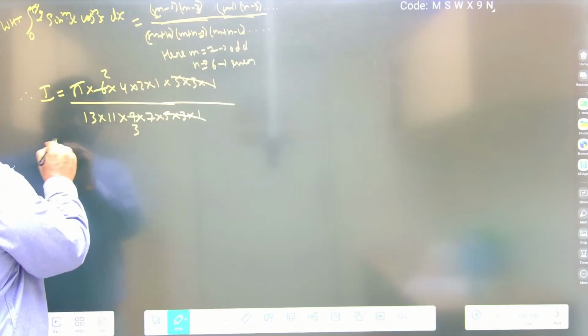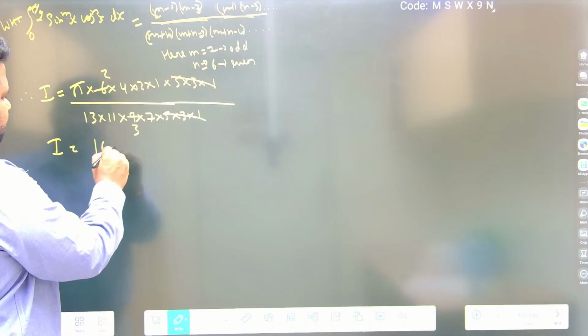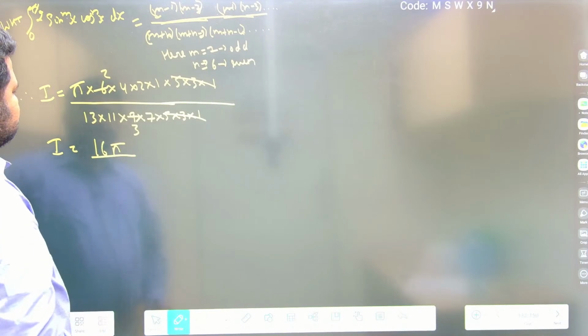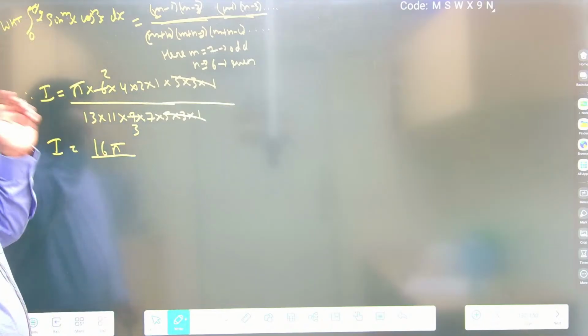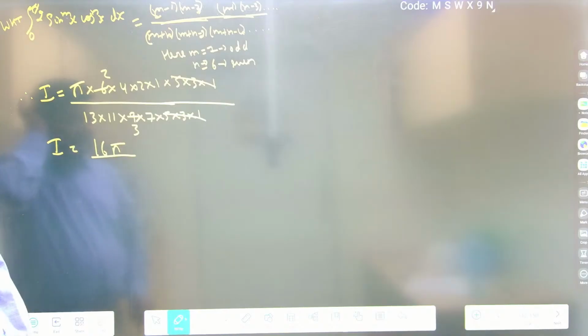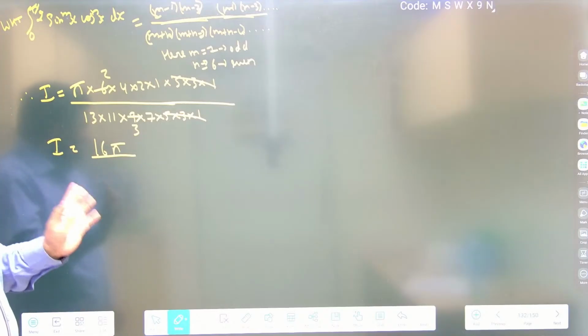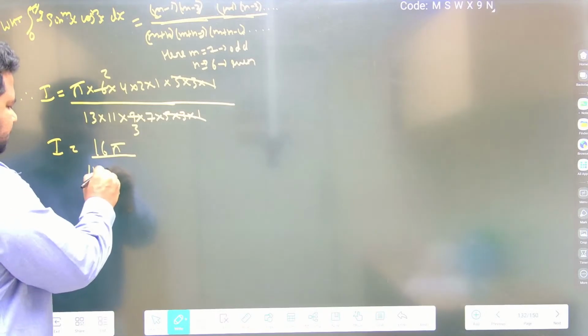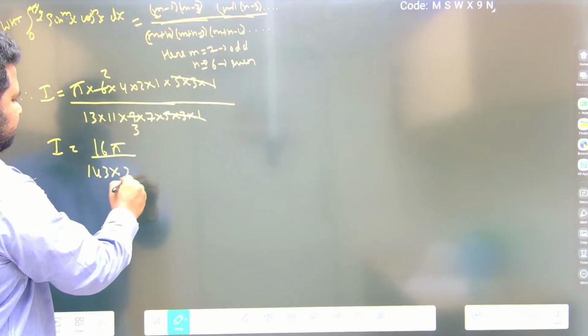So I is equal to pi into 2 fours are 8, 8 twos are 16. 16 pi divided by 7 threes are 21, into 13 into 11. 13 into 11 is what? 13 into 10 is 130, plus 13 is 143. So 11 into 13 is 143, and 143 into 7 threes are 21.